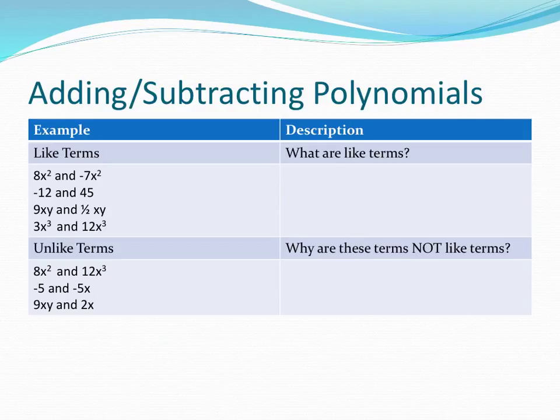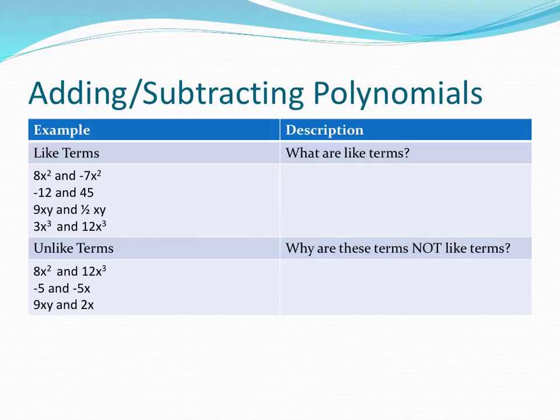Now, how do we add and subtract polynomials? Well, first of all, we have to make sure that we have like terms whenever we're adding and subtracting polynomials. Again, this is review from a previous lesson. So if we look at this first set here, each row has like terms. And if we look at this next set at the bottom, each of these are unlike terms in a row.